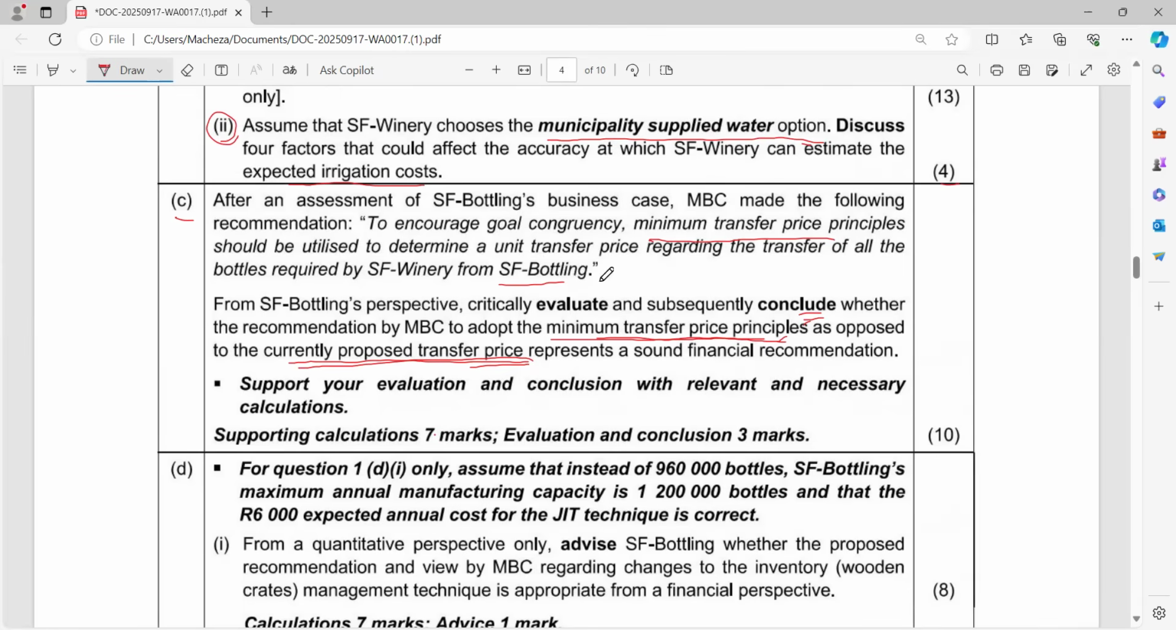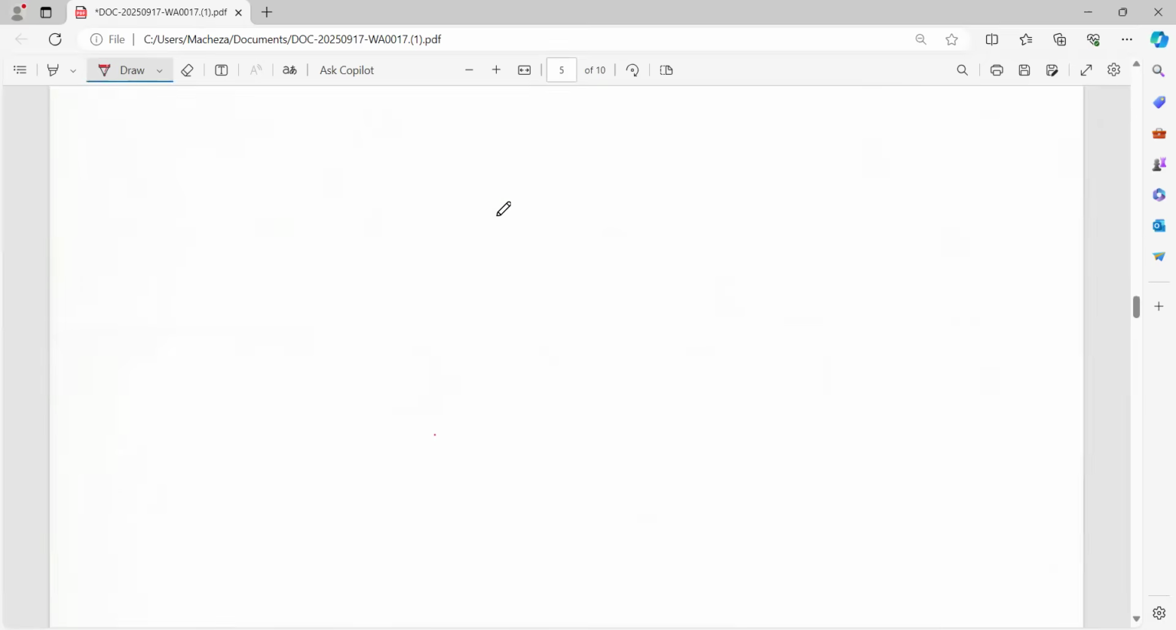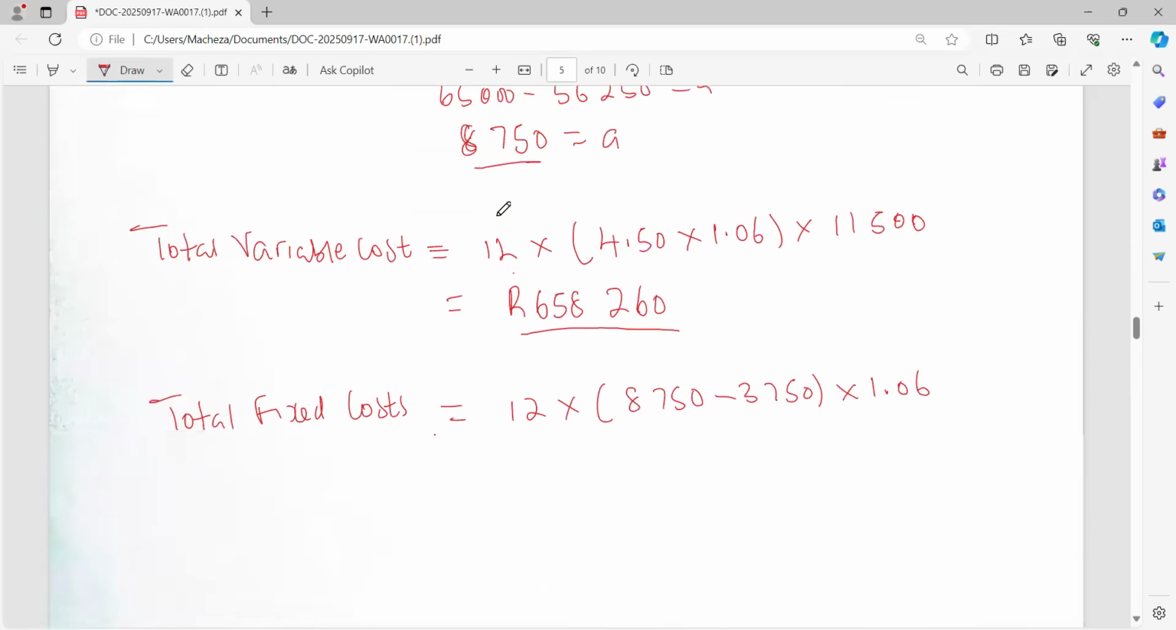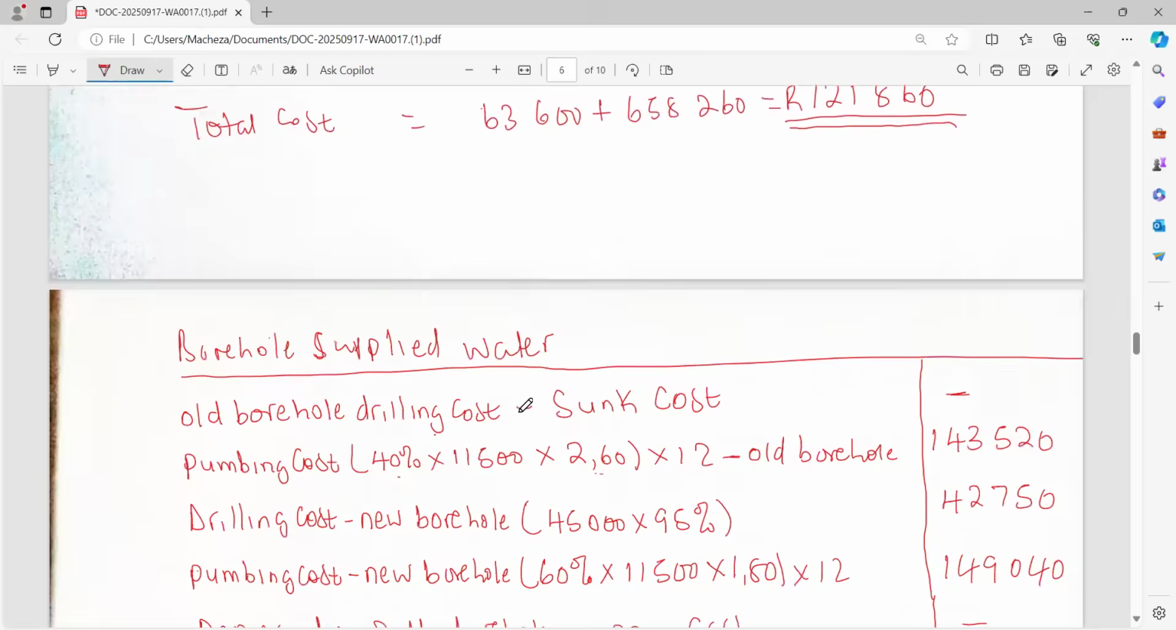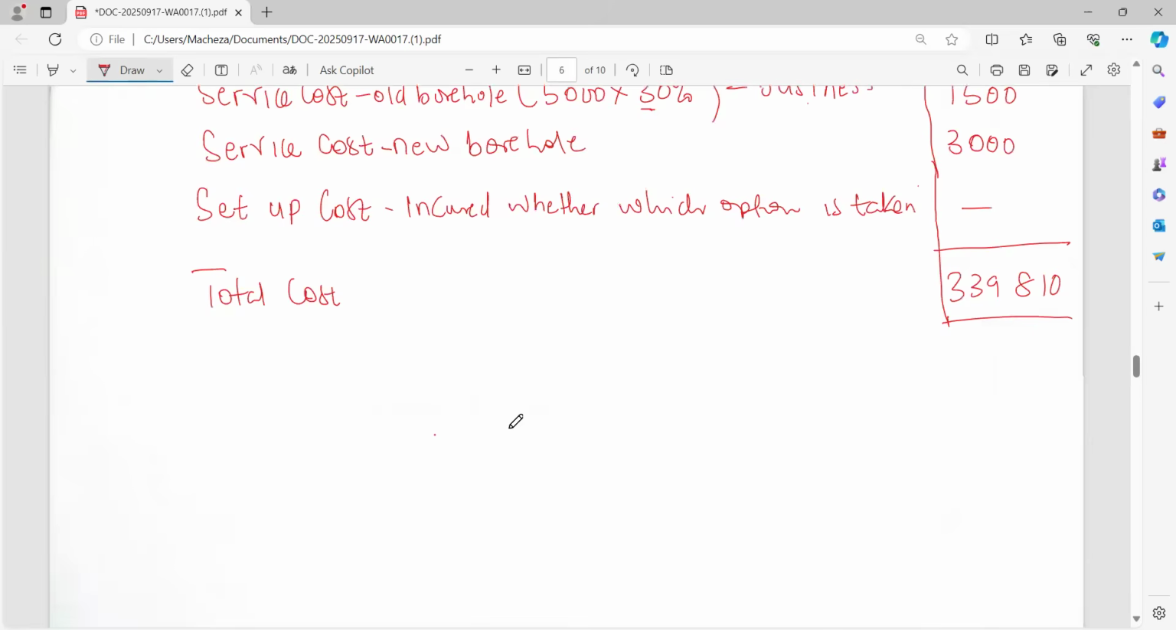Yeah, you are right, because here they are talking of goal congruence. So which means it must be to the benefit of everyone here. That's the goal congruence. It must be to the benefit of the organization as a whole and also to the one who is receiving the product. It must be fair. So they have to use the minimum transfer price. That's correct. Let's see how we put it on paper.